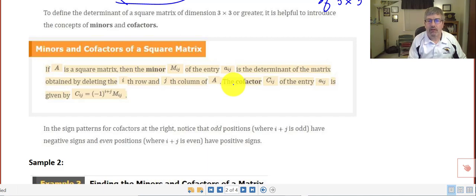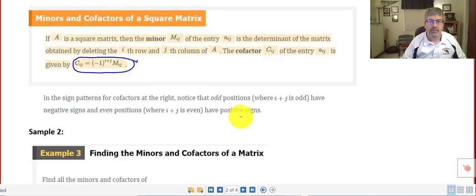The cofactor Cij of the entry aij is given by -1 raised to the i plus j times Mij. And we'll see this later on, and I'll explain this in another video, exactly what this looks like. We'll also provide a sign pattern for cofactors. It says here they're at the right, but I have them below. And it says notice the odd positions, where i plus j is odd, have negative signs, and even positions, where i plus j is even, have positive signs. So that's going to be important.